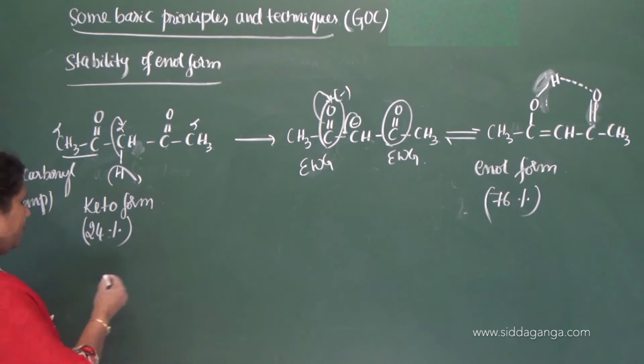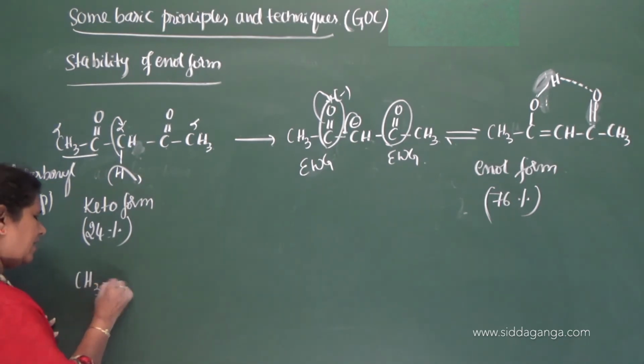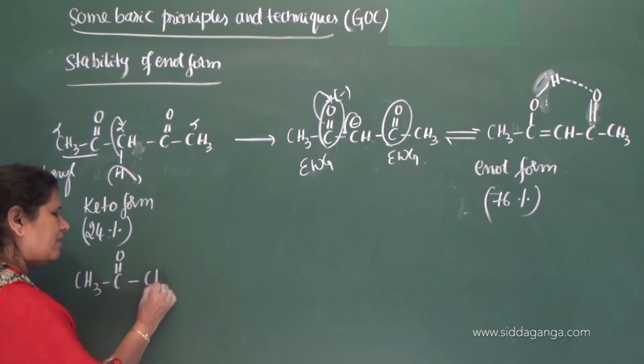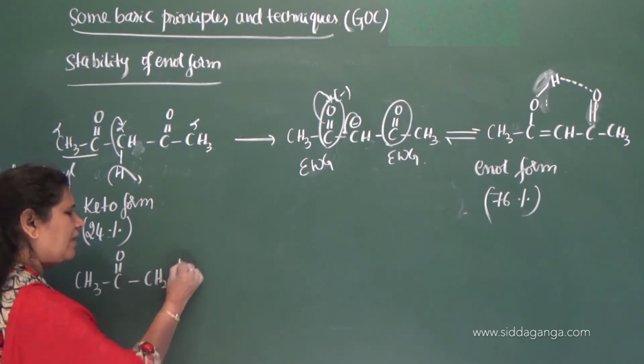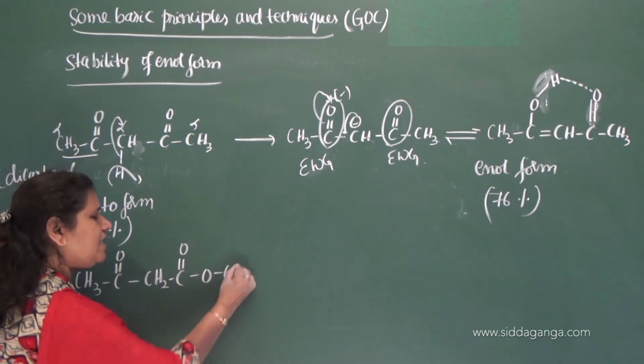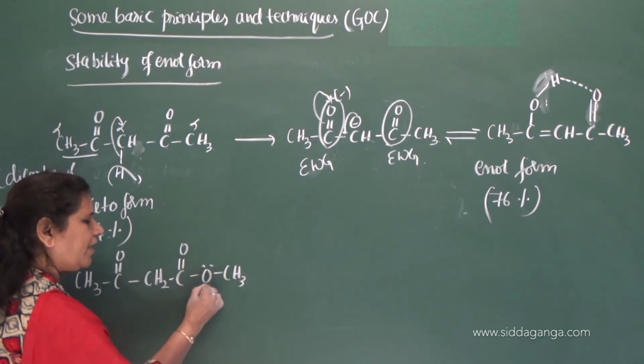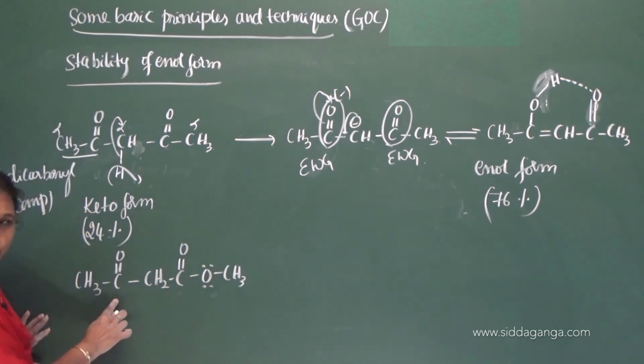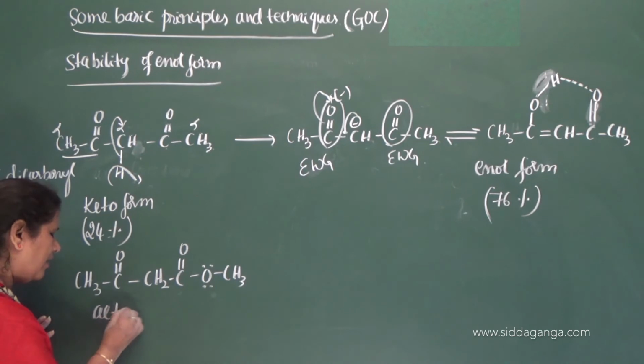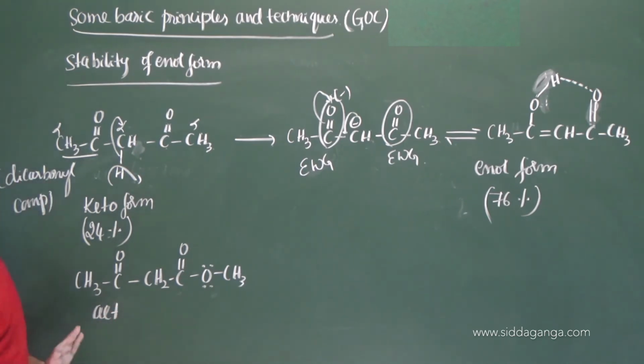Now let me give one more example. CH3 C double bond O, CH2 C double bond O, OCH3. So I have taken one ester and one ketone group and this is called acetyl acetoester.